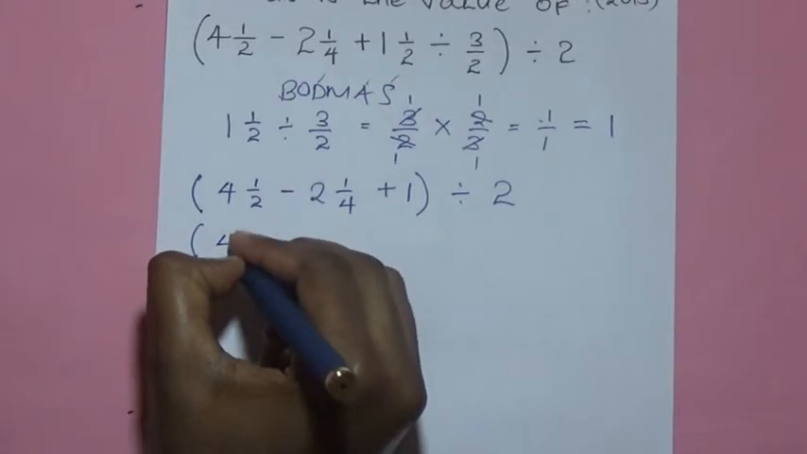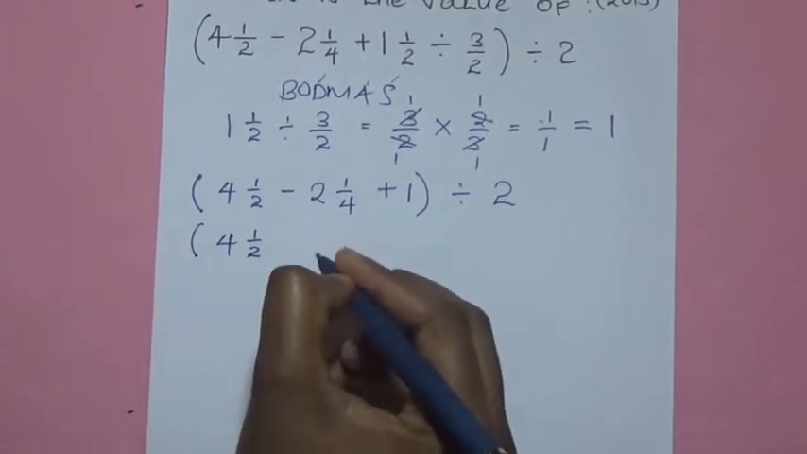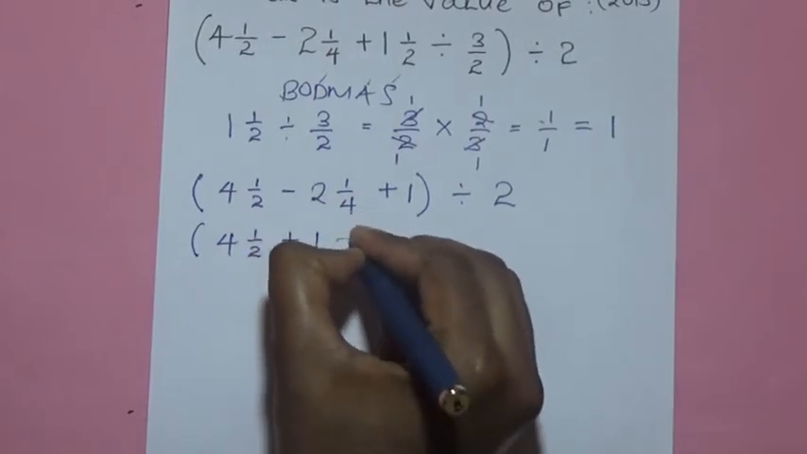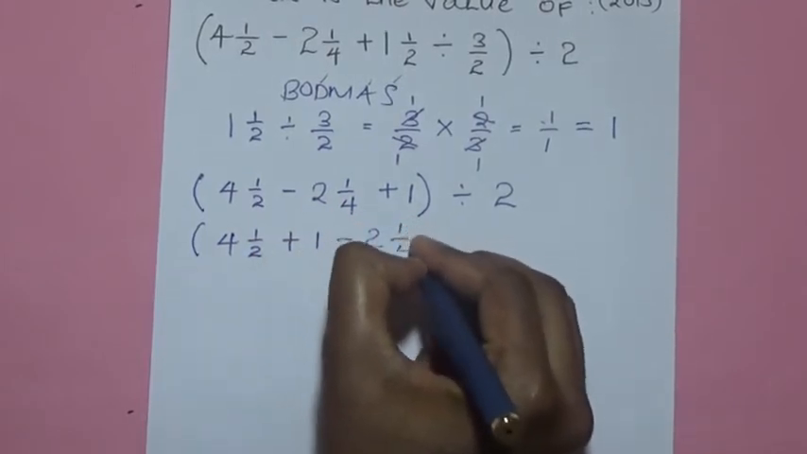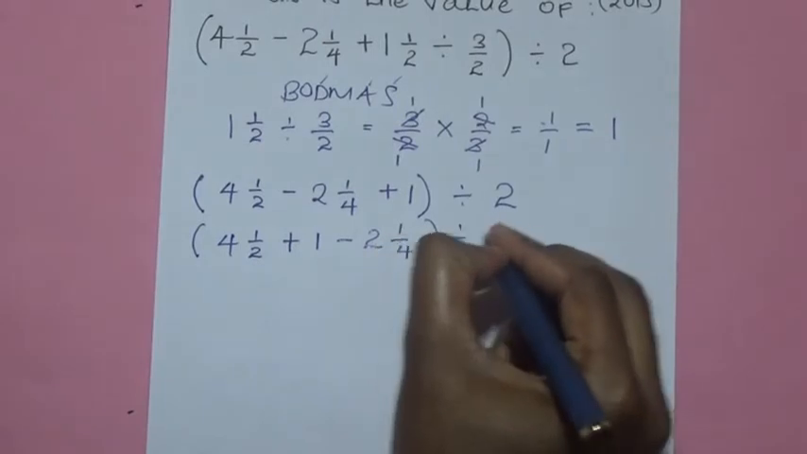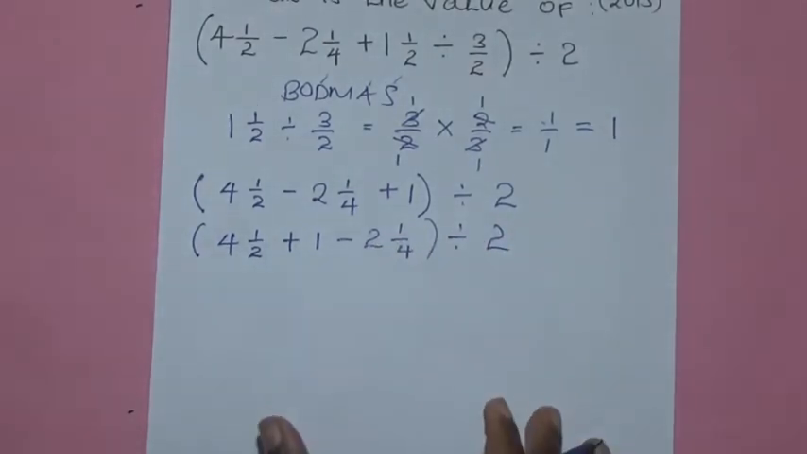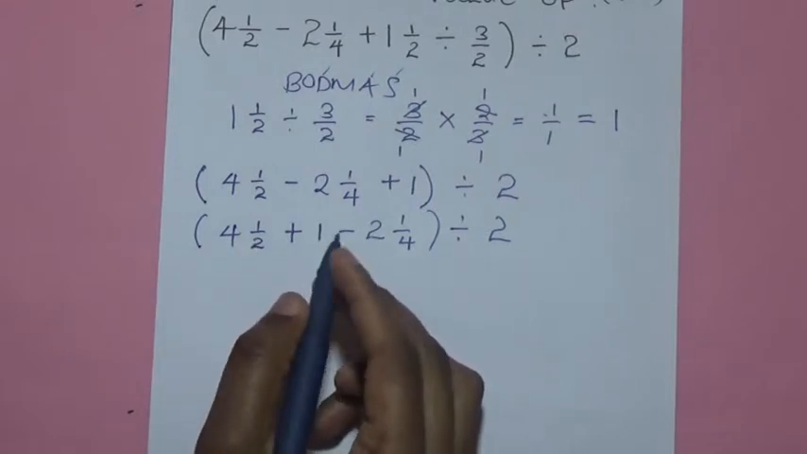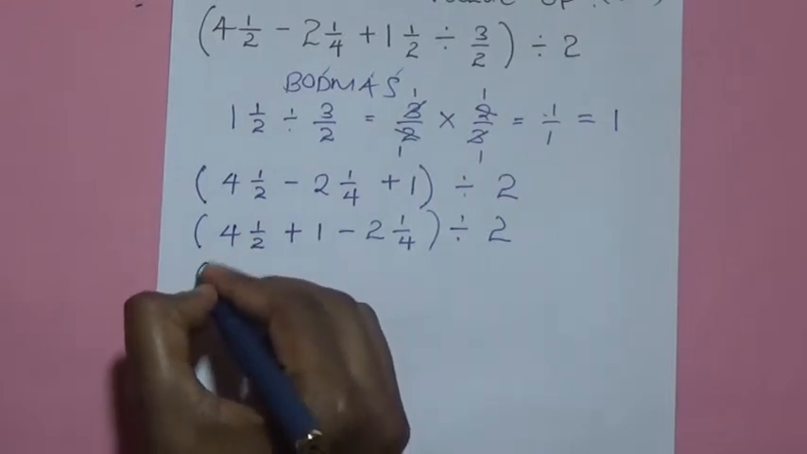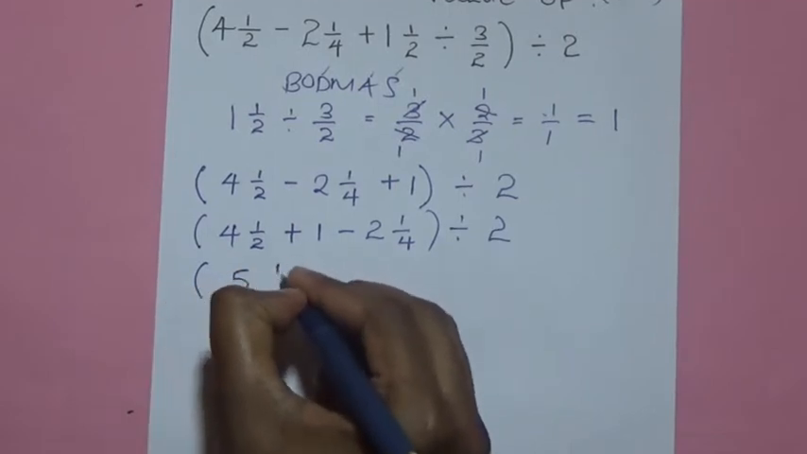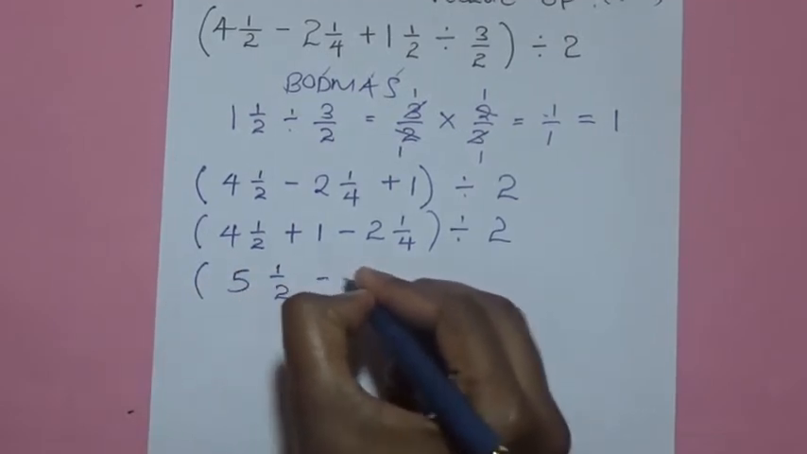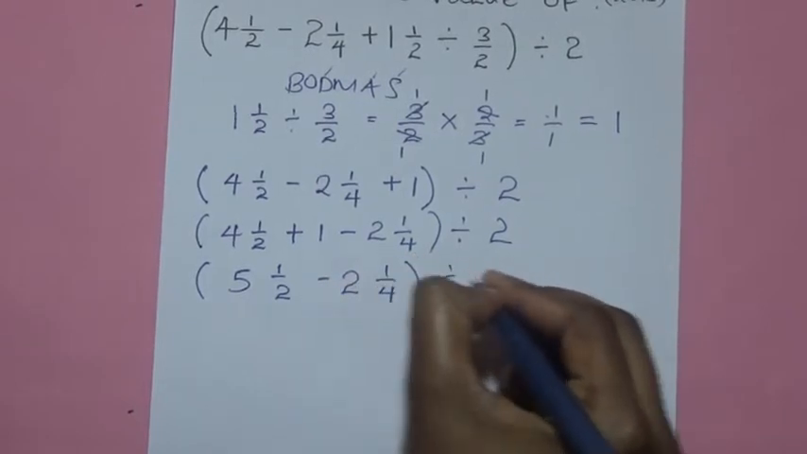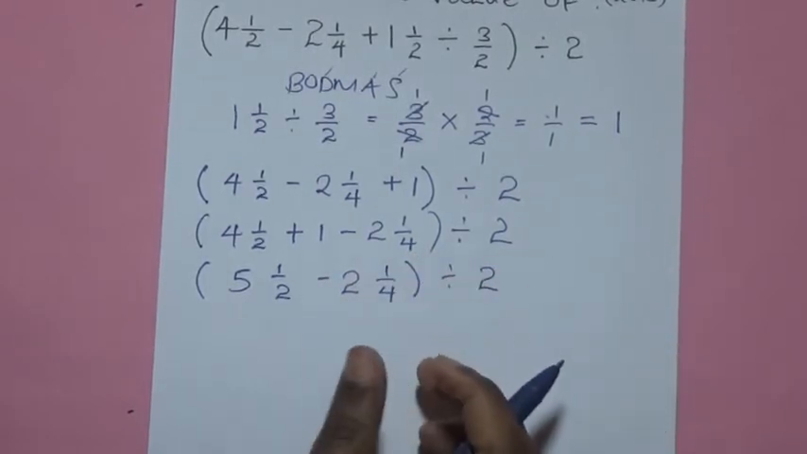It will be 4.5, we put the addition, so plus 1, minus 2.25, divided by 2. Then when you add 4.5 plus 1, we will get 5.5. So we will have 5.5 minus 2.25, close the brackets, divided by 2.